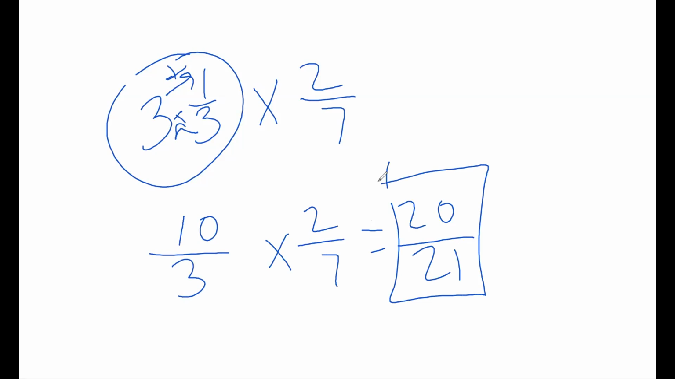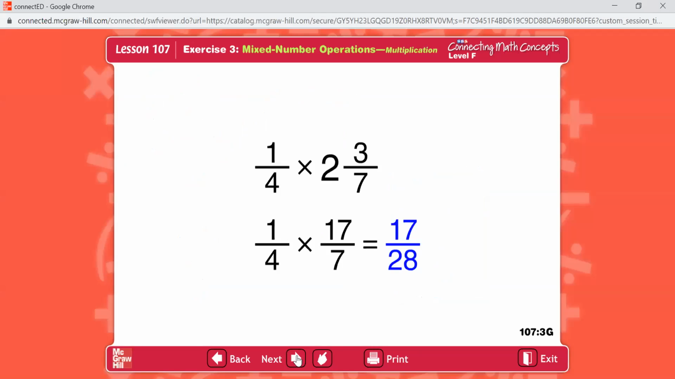The answer to C is 34/5. Sorry, 34/45. The answer to D is 1 11/16. Moving on.